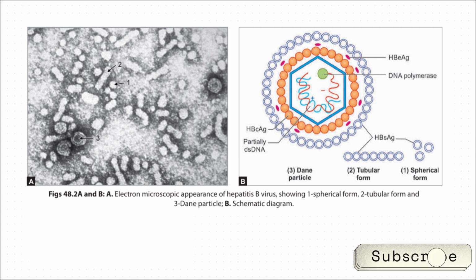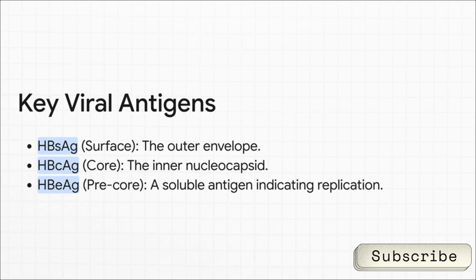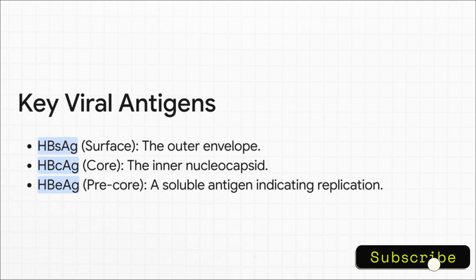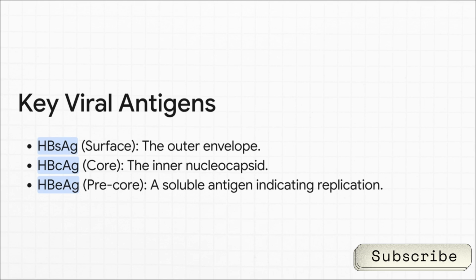Remember that one. Okay, this slide, this is mission control for diagnosis. You have to know these three antigens. Think of them as the virus's name tags. You've got HBsAg, the surface antigen on the outer coat. Then there's HBcAg, the core antigen tucked away inside. And then you have HBeAg, the pre-core antigen. This one's like a secret agent. The virus releases it into the blood, and its presence tells us the virus is replicating like crazy and the person is highly infectious. Just remember S, C, and E.